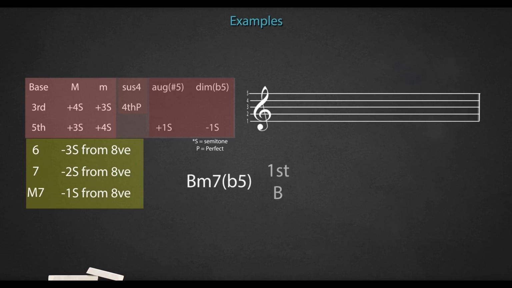B minor, flat 5, 7. The first is B. Third plus 3 semitones is D. Fifth diminished. Plus 3 semitones, remember we wanted 4 semitones for the fifth perfect. So we do it 1 semitone less, F. And 7th minor minus 2 semitones from the octave, A. Let's hear it.